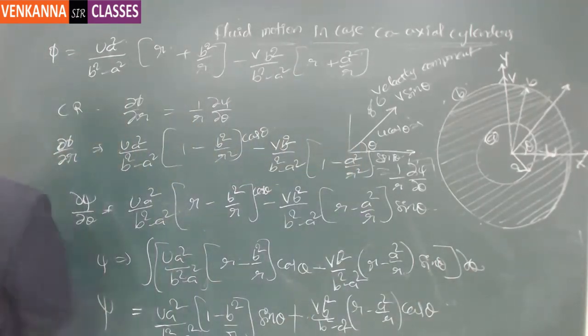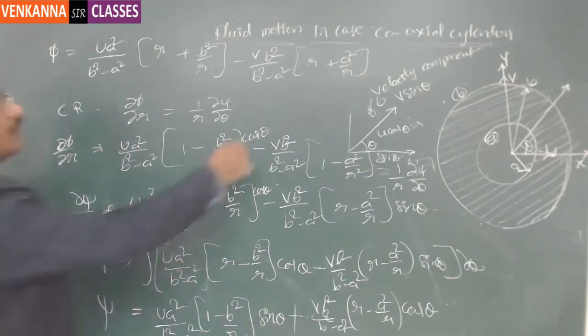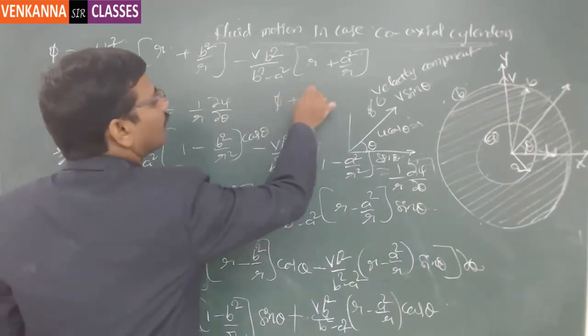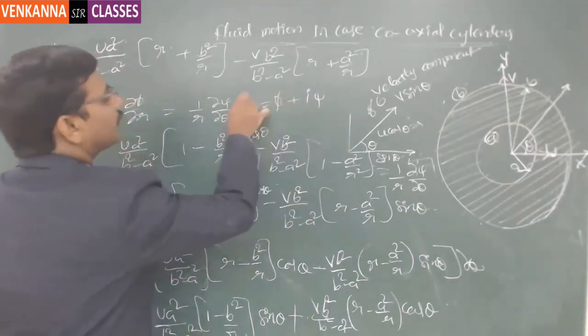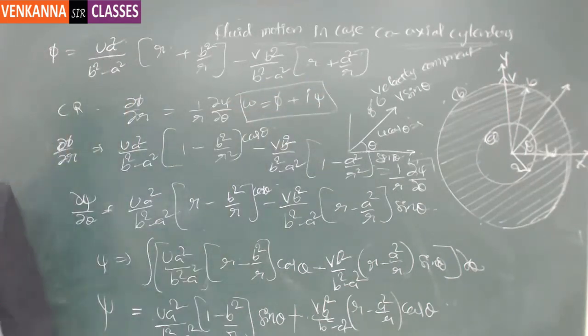Got it? So this is the streamlines equation. So psi equal to constant will give the streamlines for us. This is what we call the stream function. So we have got both the phi value and the psi value, so indirectly we got the complex potential. Clear?